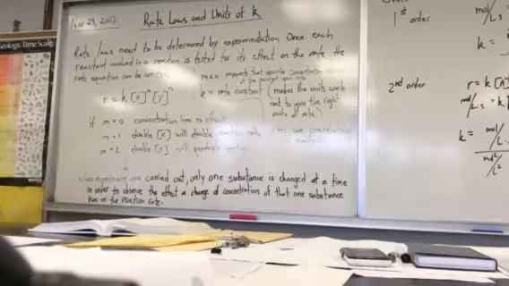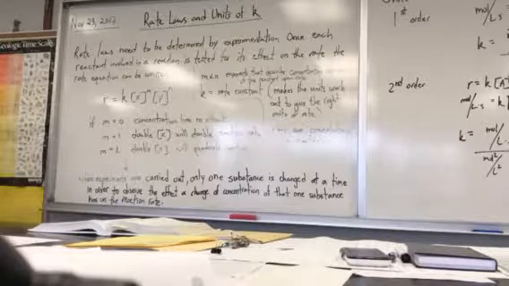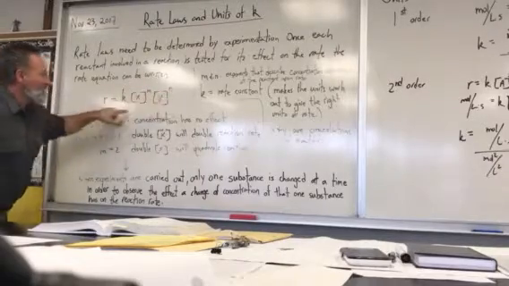Rate laws and units of K. The rate laws need to be determined by experimentation. Once each reactant involved in a reaction is tested for its effect on the rate, the rate equation can be written. This is what we call the rate equation.